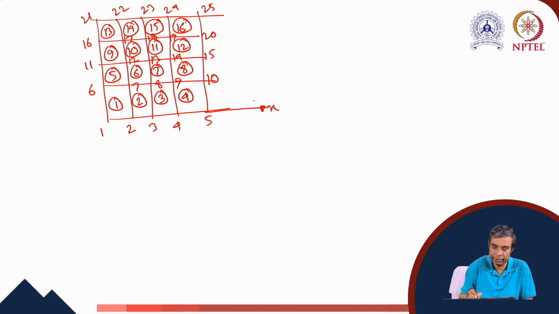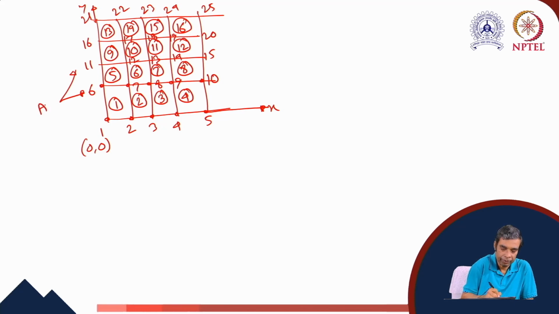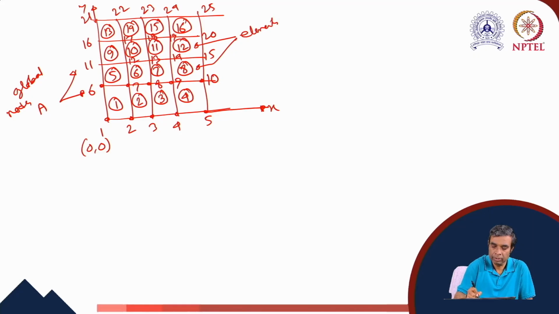So this is our x-axis, this is our y-axis, and this is the origin 0, 0. So these global nodes I identify with the dots. These numbers are the global node numbers we already discussed for the heat transfer problem. And these are the elements E. So here we construct the IEN array, IEN a, e equals to capital A.